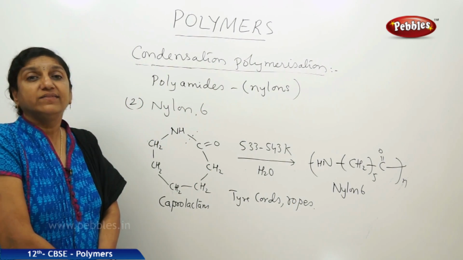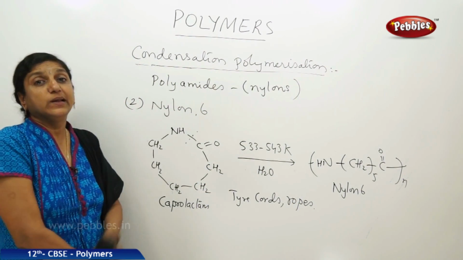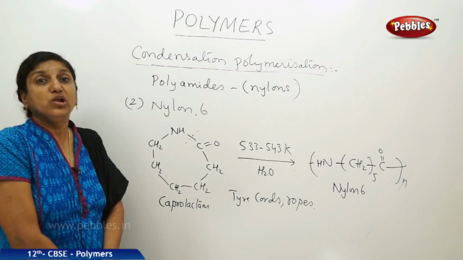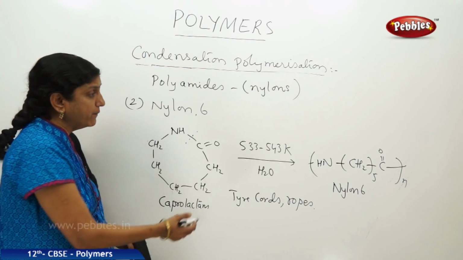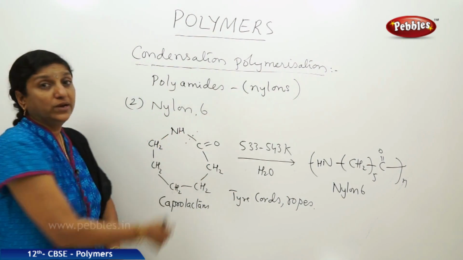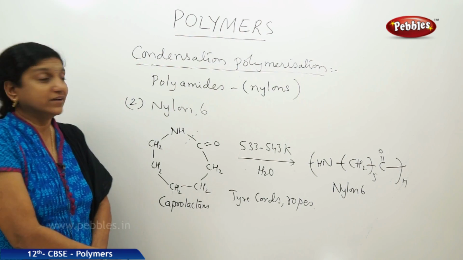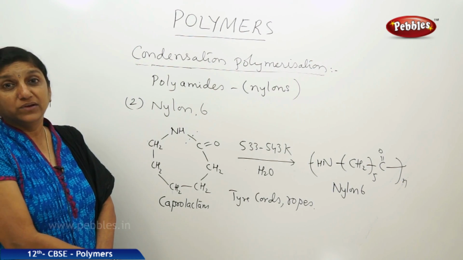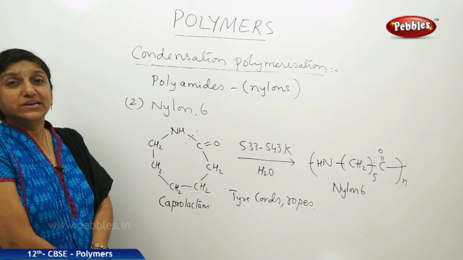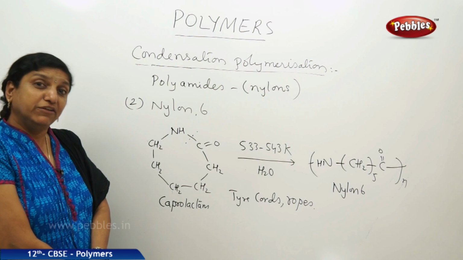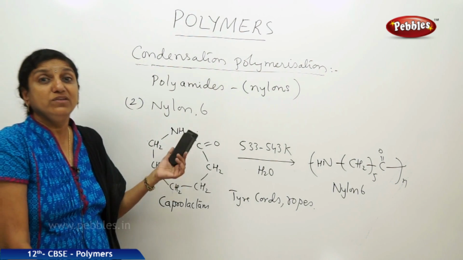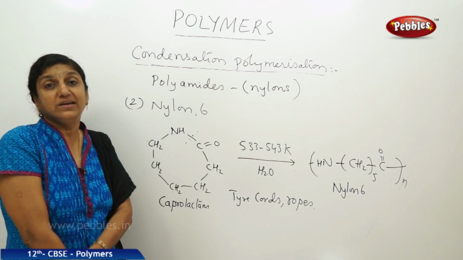So these are some of the applications of this particular polymer, that is nylon 6. So nylon 6 is also a polyamide. It has this amide linkage, NHCO is there. That is why it is classified under the category of polyamides or nylons. Now let us see another type of condensation polymers where different functional groups are condensed. This is the condensation between the amino group and the carboxylic acid group.